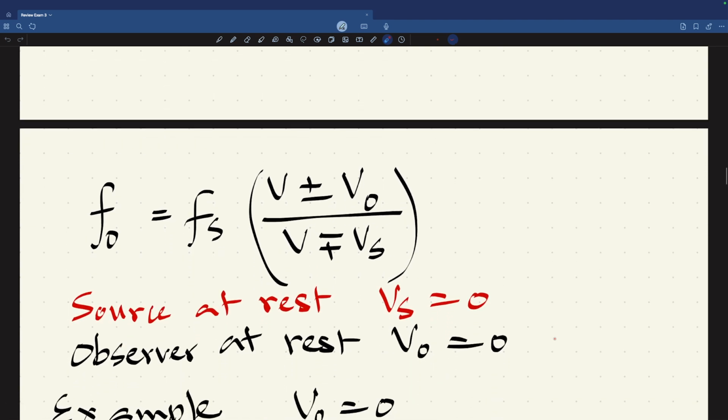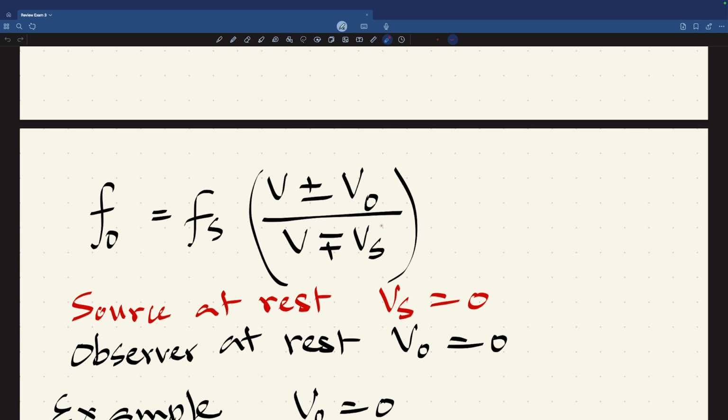Number 3, Doppler effect. First of all, you need to know what Doppler effect is. It is the change in frequency, perceived change in frequency, because of the motion of the source or the observer. So 2 things can move, either the source or the observer. Now when you read the question, usually one of them will be at rest. If the source is at rest, then V sub S is 0. If the observer is at rest, then V sub O is 0.